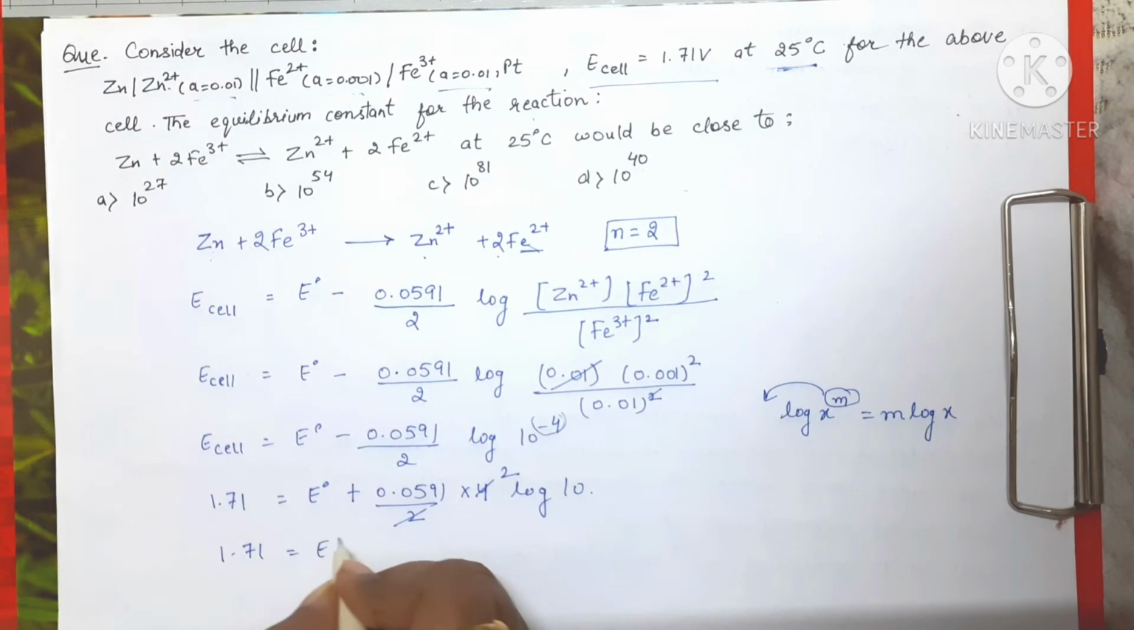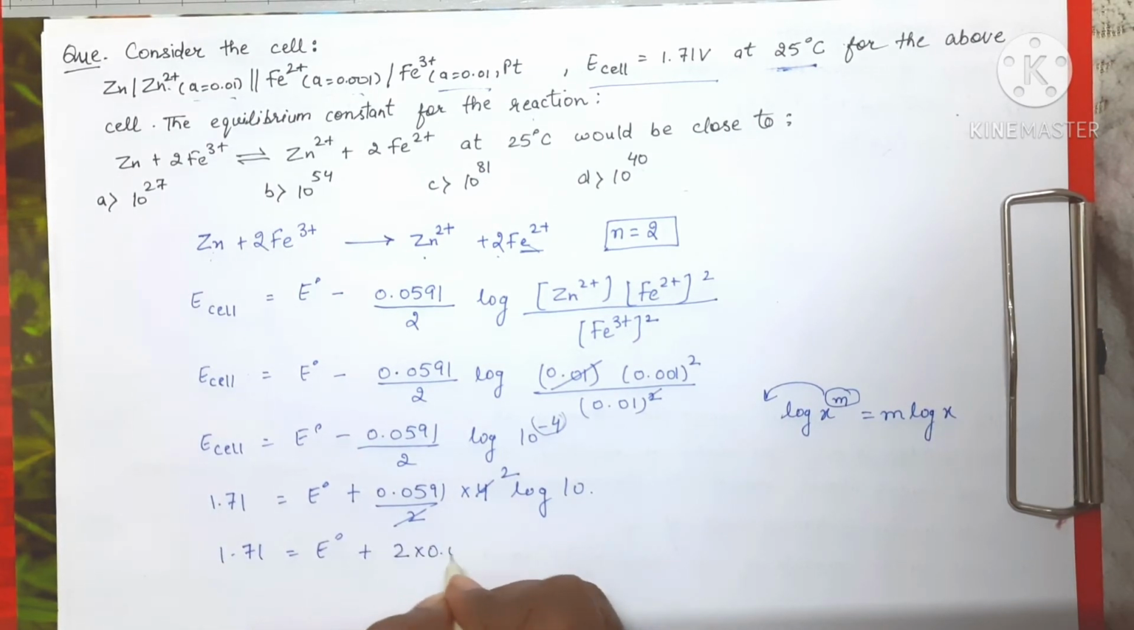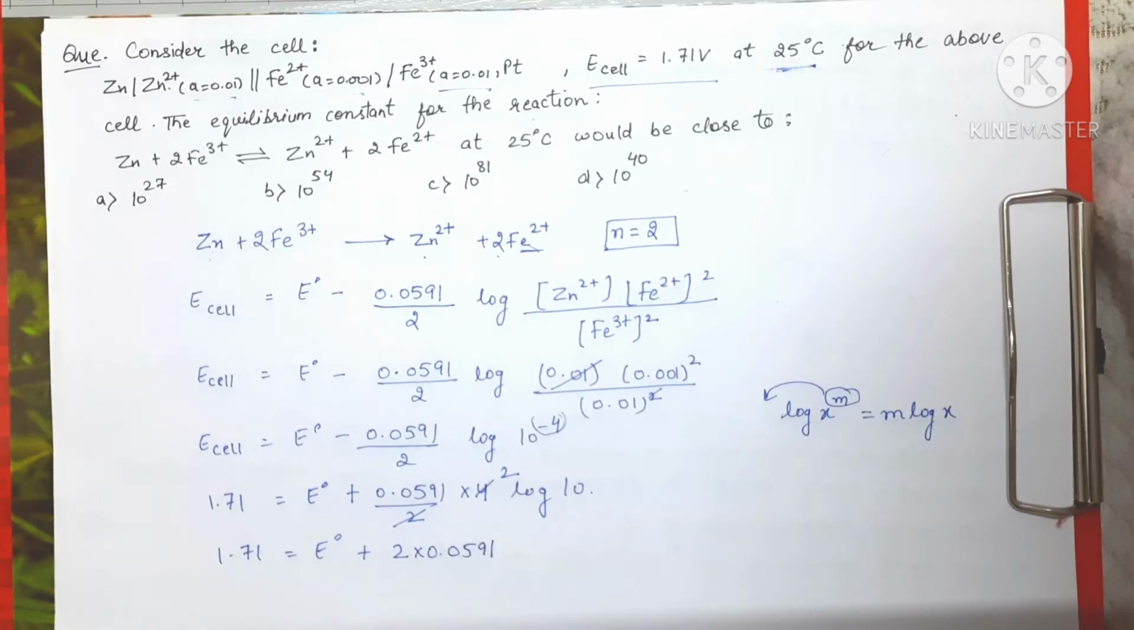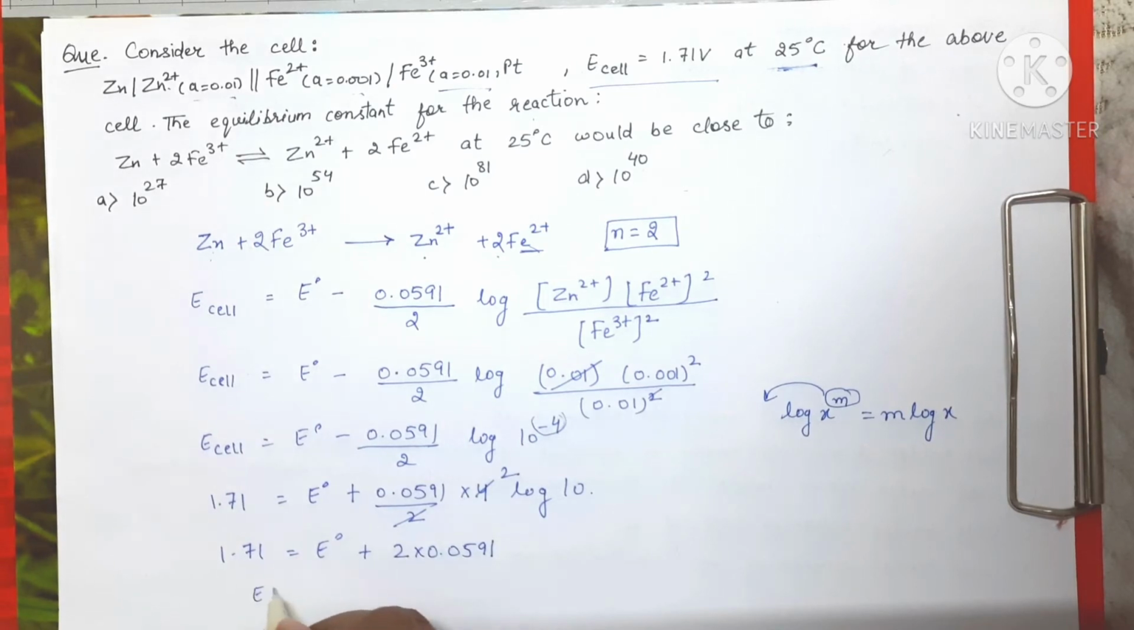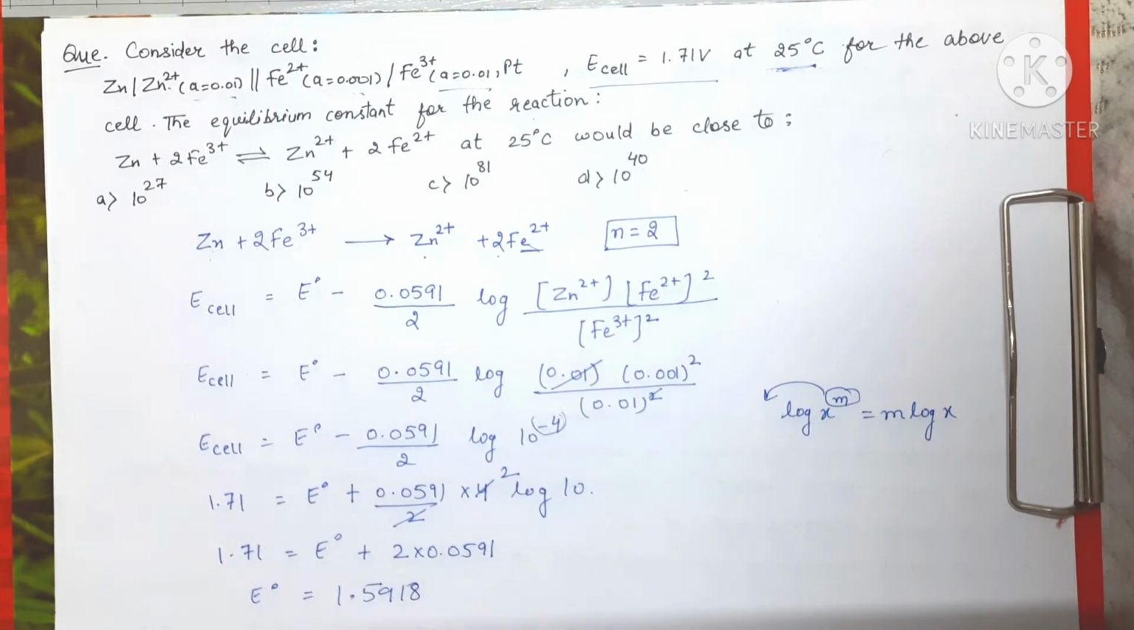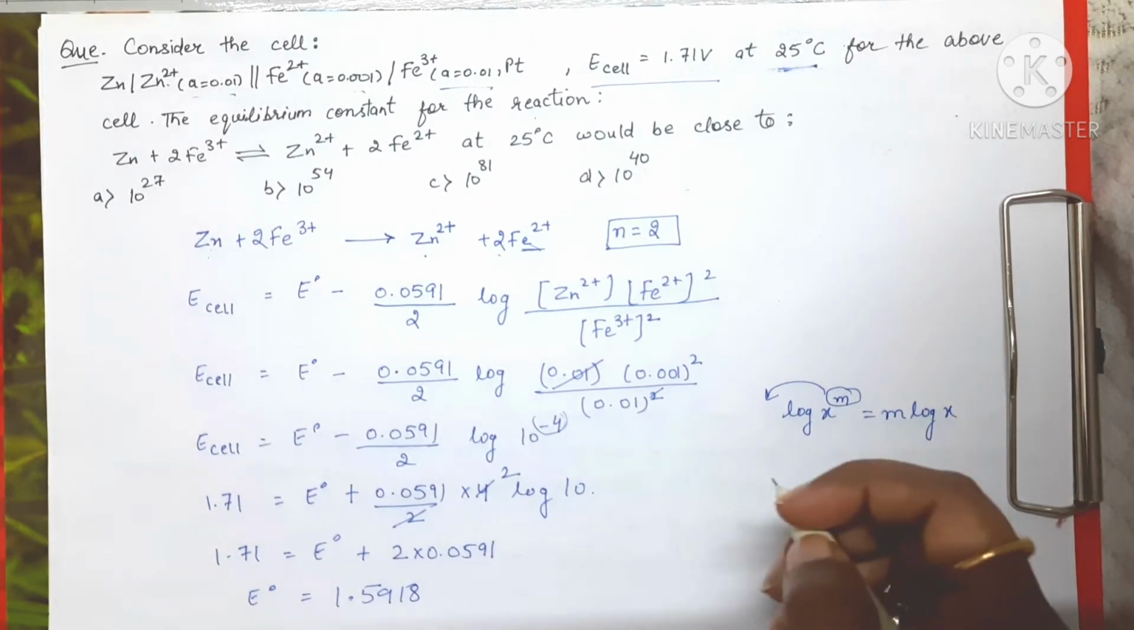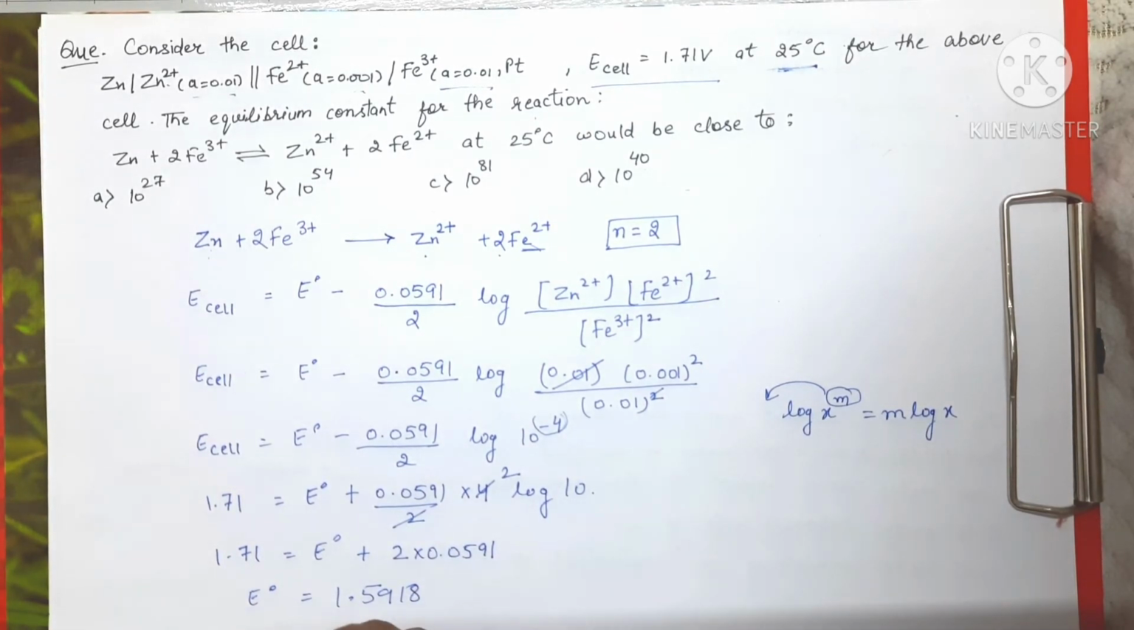1.71 will be equal to E naught plus 2 multiply 0.0591, right? Now on solving, you are going to get the value of E naught equals 1.5918. Okay, now we do not have to find out the E naught of cell, but we have to find out the equilibrium constant. So we have to find out basically the relation between equilibrium constant and E naught.